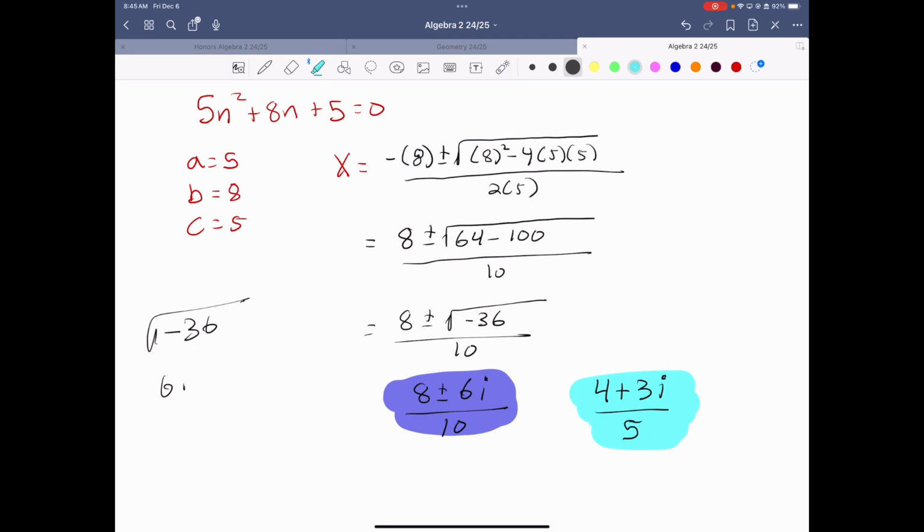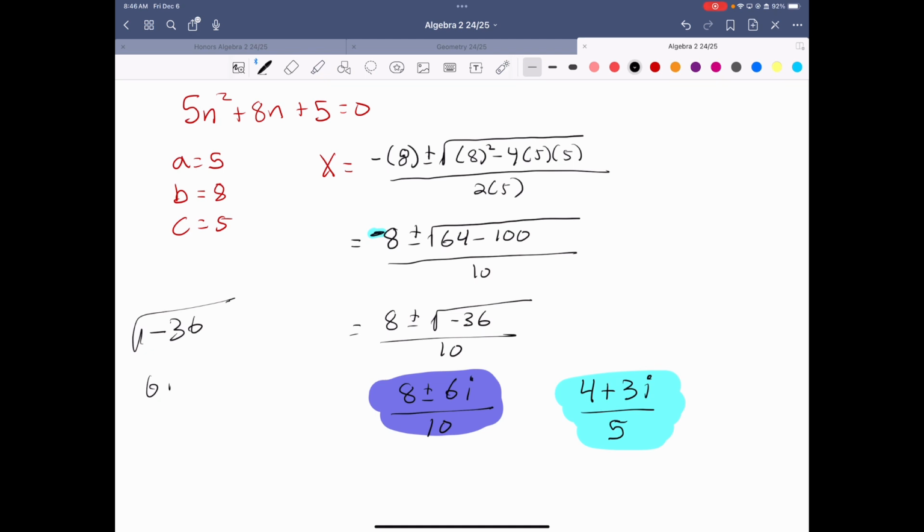Does it look right? The purple one anyway? Yeah. I think that's right. Where did I get the 4? What? Oh, I lost my negative. Good call. Good catch. Thank you. I lost my negative.